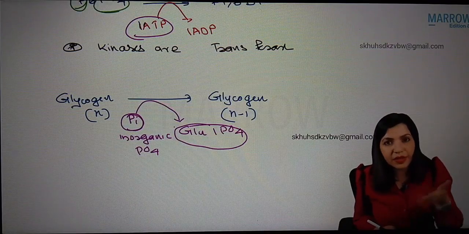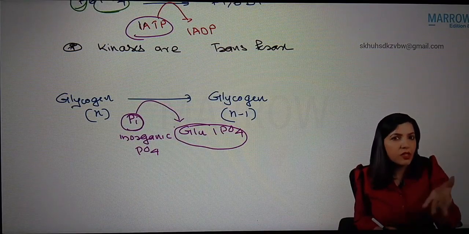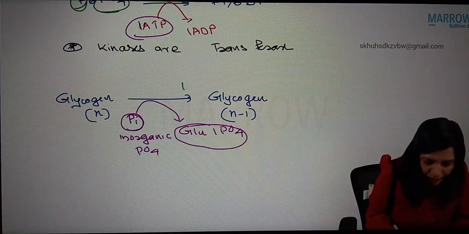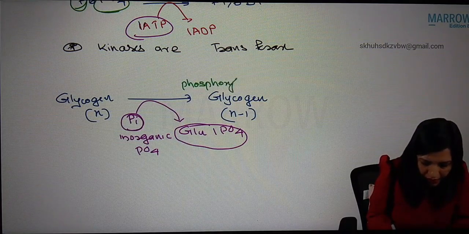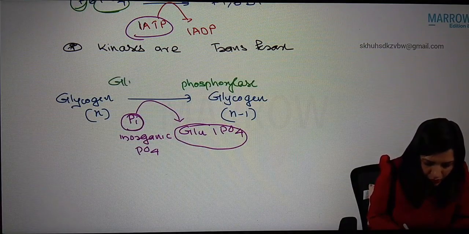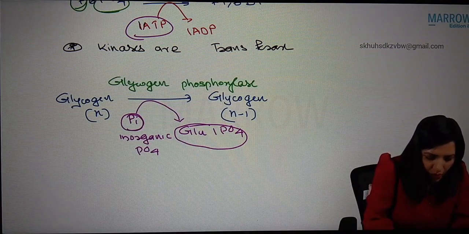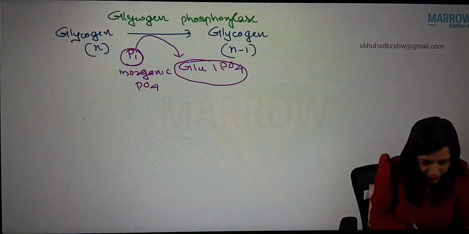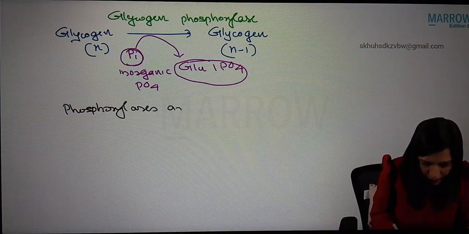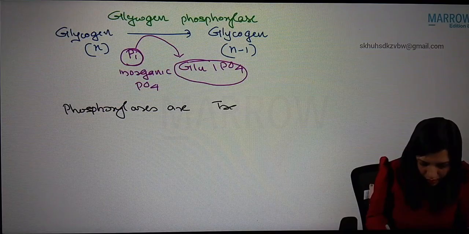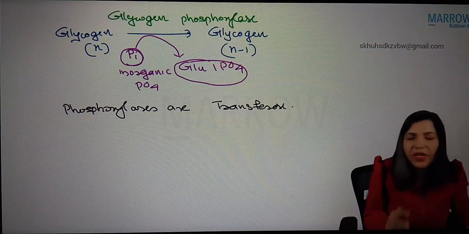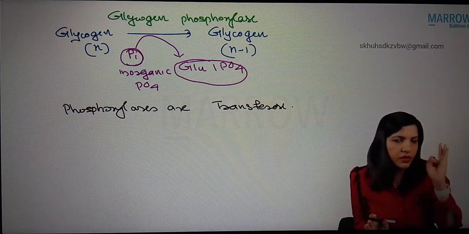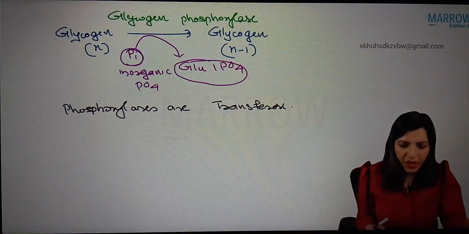But this is not a kinase, because in a kinase there is always an ATP involved. But here there is no ATP involved. So this is not a kinase. This enzyme we call phosphorylase. So this phosphorylase is glycogen phosphorylase. What we have to ultimately learn from there is that phosphorylases are transferases. Okay, so we have learned about the transferases. Any enzyme with trans in its name, all kinases are transferases, and the third thing is phosphorylase is also a transferase. So the class 2 is over.